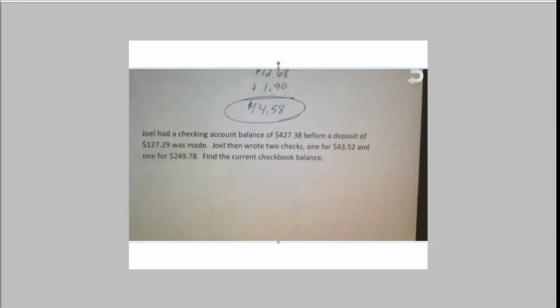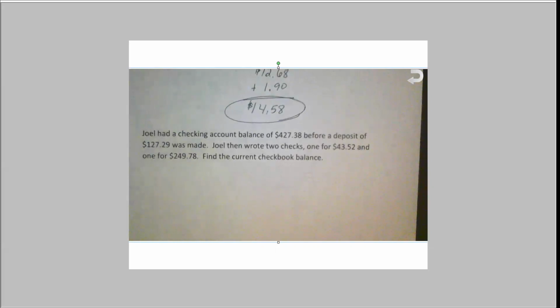Joel had a checking account balance of $427.38 before a deposit of $127.29 was made. Joel then wrote 2 checks, one for $43.52 and one for $249.78. Find the current checkbook balance.